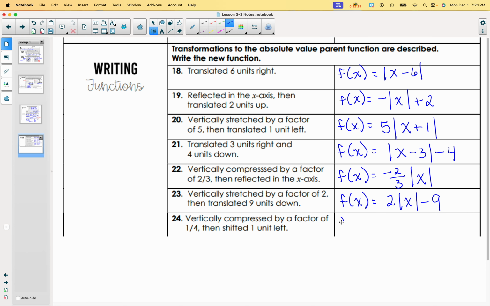And for the last one, it's vertically compressed by a factor of a 4th. So that means I'm going to need a fourth. And I'm shifting 1 unit to the left. Left or right means it's inside with the x, and it's the opposite. So left is going to be a plus. So we're going to have x plus 1. And that is it for our little intro to our family of functions and our transformations.